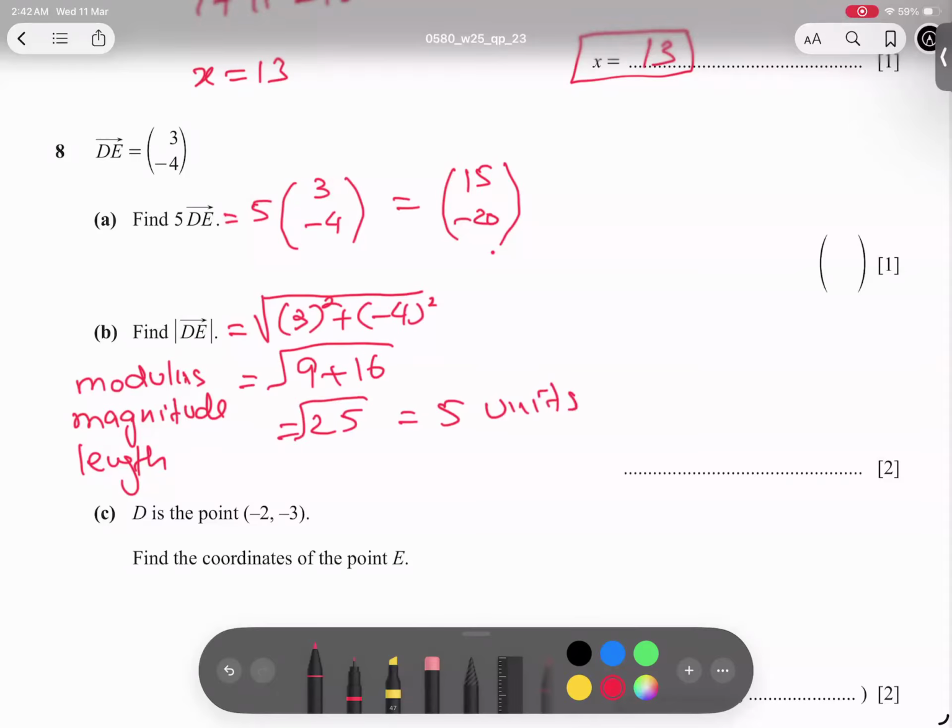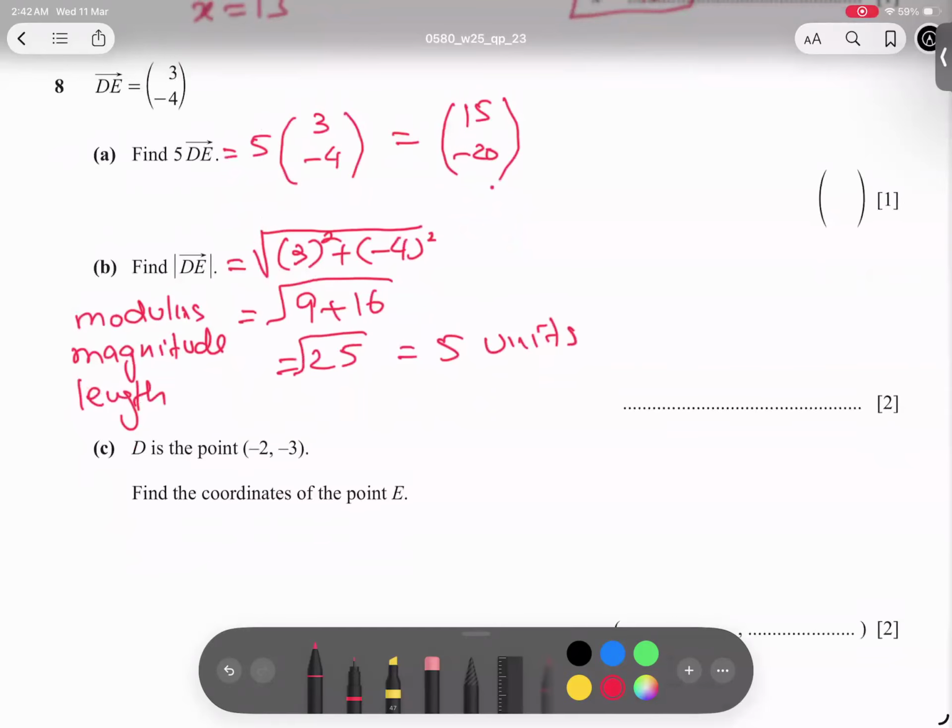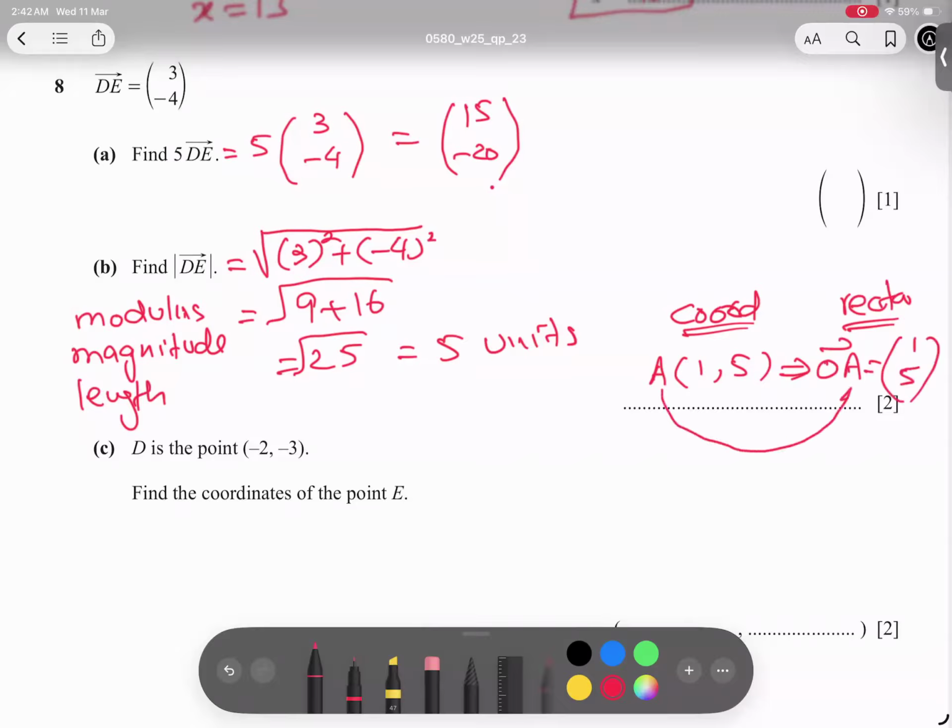I hope the concept is clear. Let's talk about the next part. The next part is, D is a point given. You know, students, if we have any point, for example, A(1, 5), this is called the coordinate system. If we want to convert into vector system, what to do, students? Introduce O before A, and 1 up, 5 down. This is called coordinate system converted to vector system. Same if I want to go back, remove the O and write 1, 5 in this form.